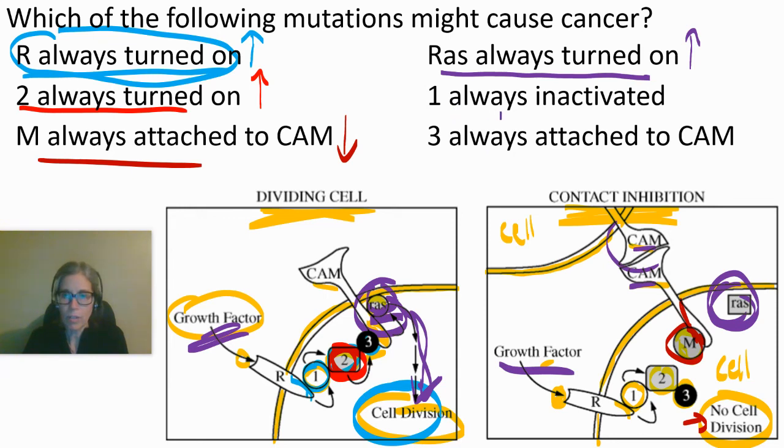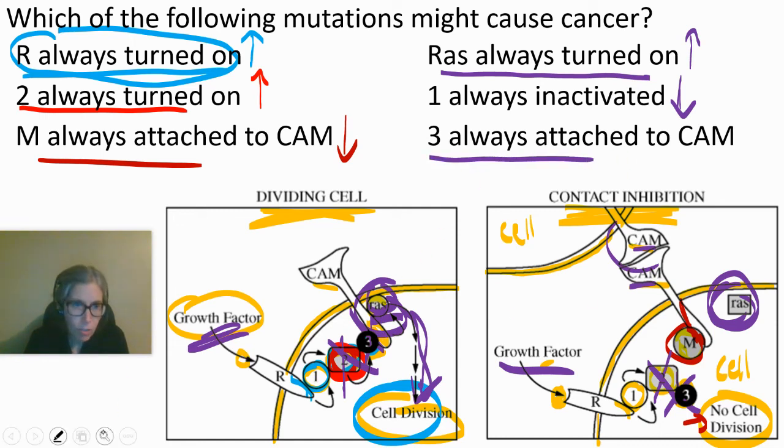How about if 1 is always inactivated? If 1 is always inactivated, then you're not starting all this stuff, right? If you're not moving forward, that would be less likely to become cancerous, right? That means that growth factors could not start the whole process off. And then finally, if 3 is always attached to CAM, I have too much stuff on my slide here.